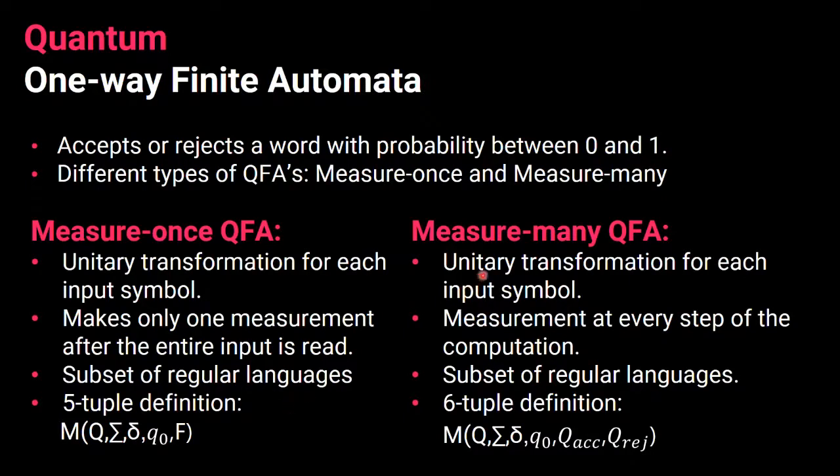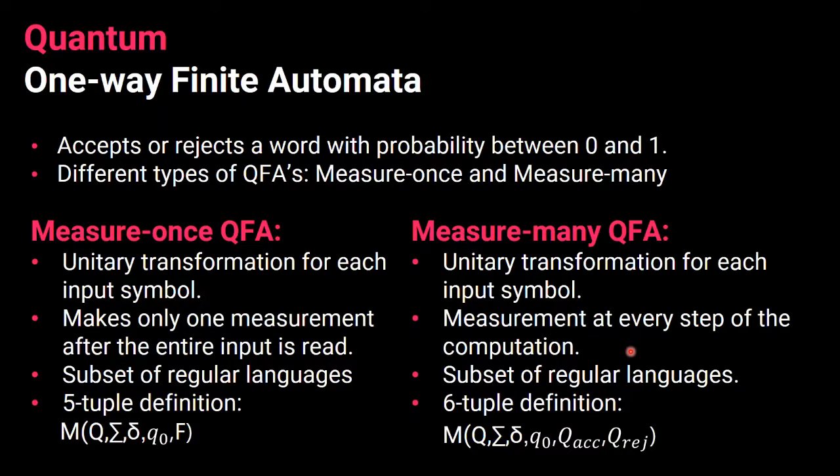Another variation of one-way QFAs is the measure many QFAs. Rather than measuring once at the end, as done in the measure once QFA, the measure many QFA will perform a projective measurement after every time a unitary matrix is applied to the current state. The outcome of the measurement will fall into three categories: accept, reject, or continue. If the outcome is either accept or reject, the QFA will halt and end. If it's continue, the input string will continue to be read. Therefore, the measure many QFA might actually end the computation before the full string is read.